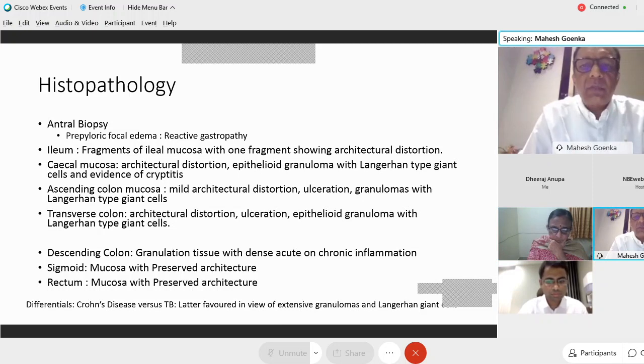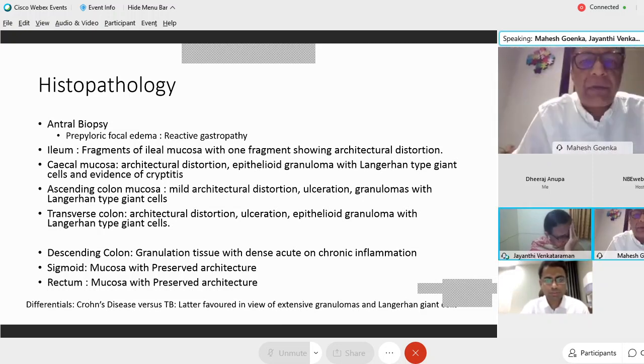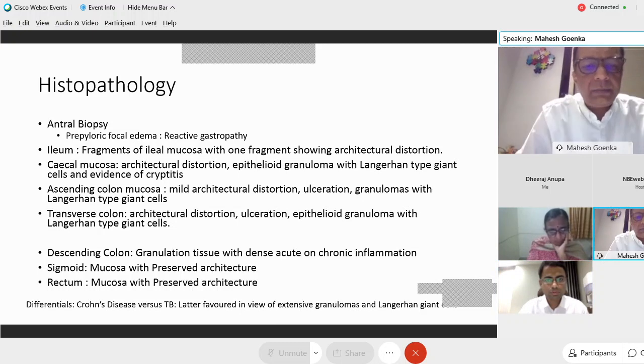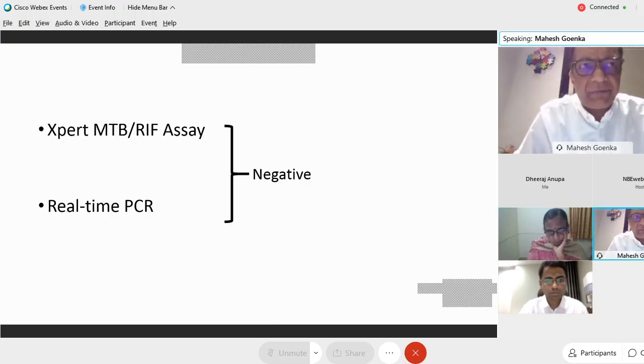Will you send a biopsy from something else also? Or are you happy with only histopathology? The GeneXpert. Exactly. All right. So how will you proceed further? GeneXpert is negative.